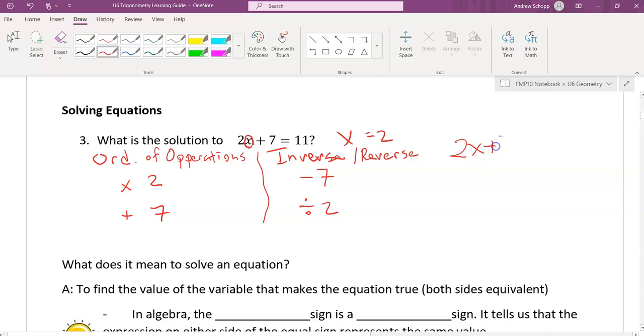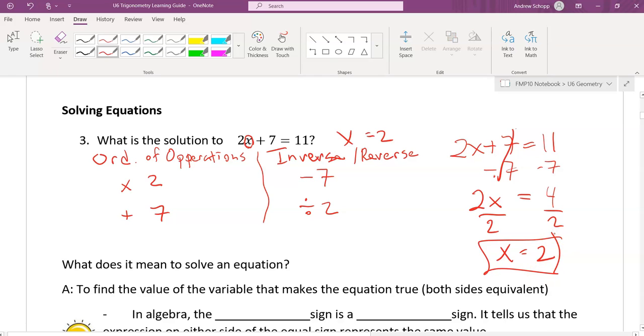We have 2x plus 7 is equal to 11. And if we first subtracted 7 from both sides, we can see that 11 minus 7 leaves us with 4, and 7 minus 7 will cancel out or simplify to be 0. And we have 2x is equal to 4. Then we divide by 2 on both sides, and x is equal to 2.